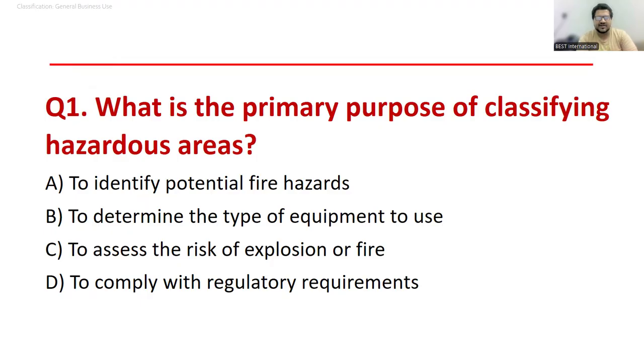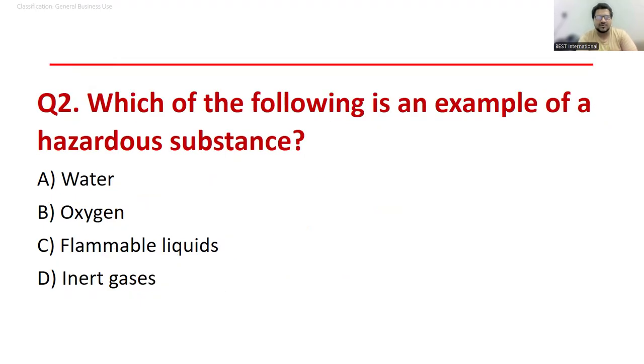I hope you have selected the answer. Let's go to question number two. We can save some time also. Which of the following is an example of a hazardous substance? Water, oxygen, flammable liquids, or inert gases. Choose your answer. Stop, think, write on paper, like question number one, maybe A, question number two, maybe B, whatever. You need to decide, because consider it a live exam.